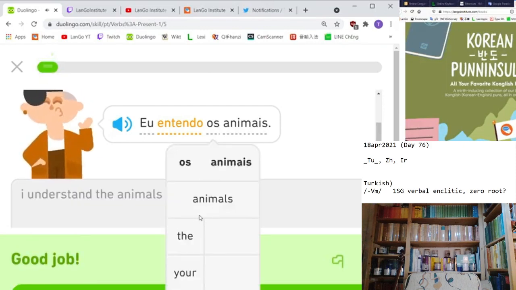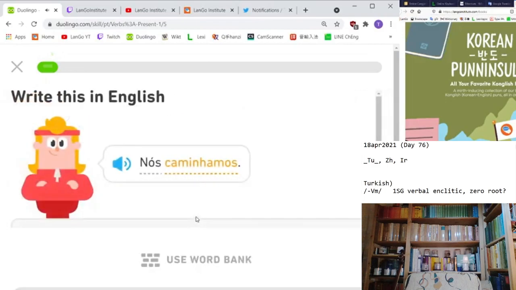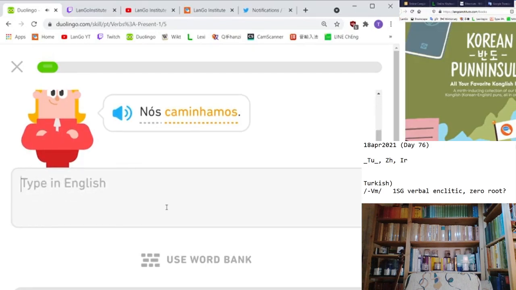Who's the definite one? Os. Nós caminhamos. Take me to there, please. Nós. Caminho, I think. Caminho for the road, and this is a verb derived from that. What's the deal? Nós caminhamos. Caminhamos.